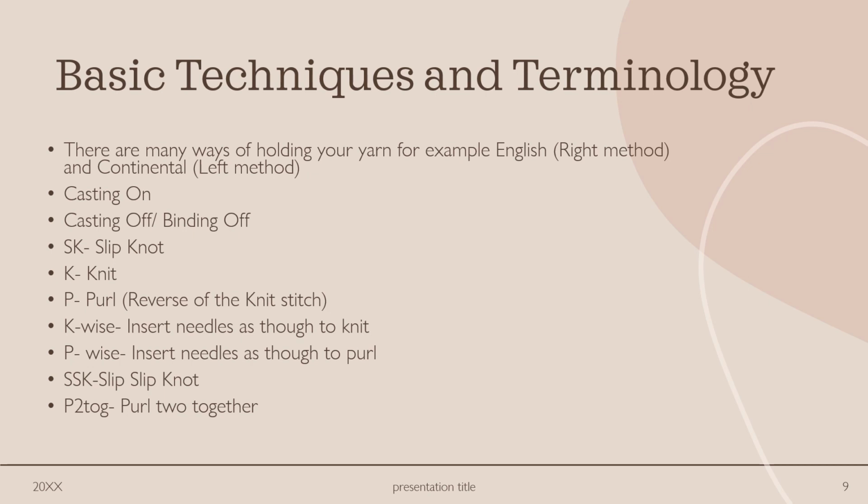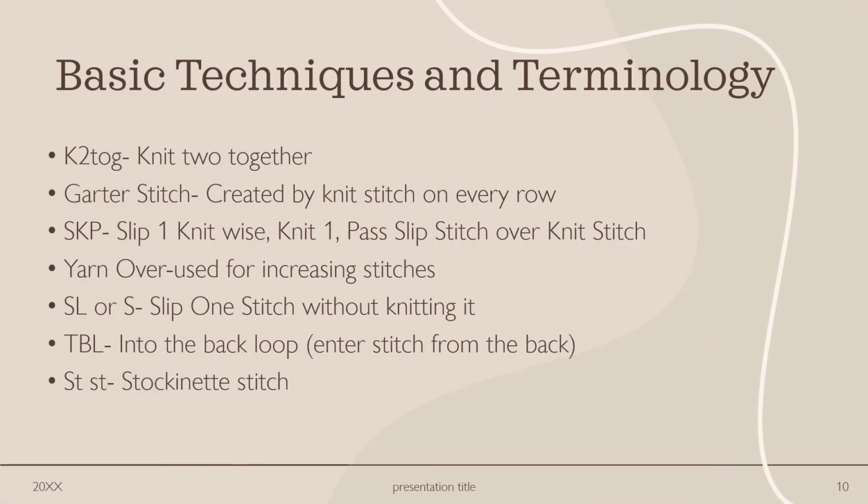K wise, insert needle as though to knit. P wise, insert needle as though to purl. SSK, slip slip knit. P2tog, purl 2 together. K2tog, knit 2 together.